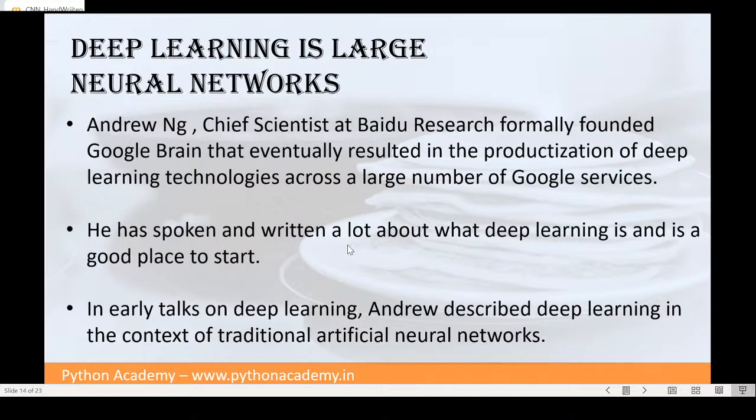He has spoken and written a lot about what deep learning is, and it is a good place to start. In early talks on deep learning, Andrew described it in the context of the traditional artificial neural network, called ANN. ANN is basically the starting point of how we can work with neural networks, and on that basis he came up with the idea of deep learning. That is the word he coined, and that's why people are ready to hear it.